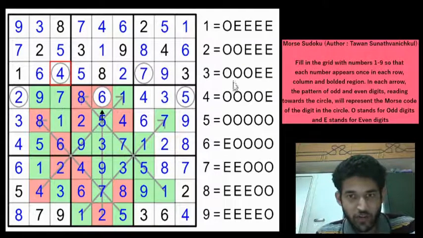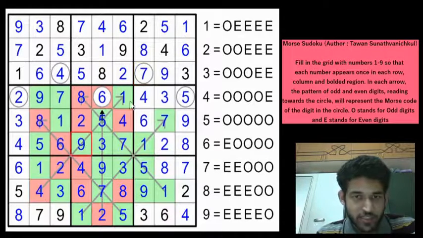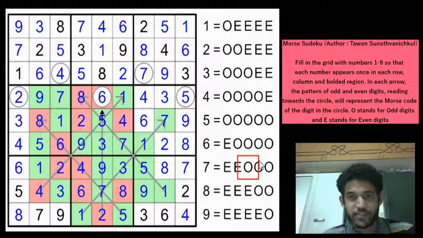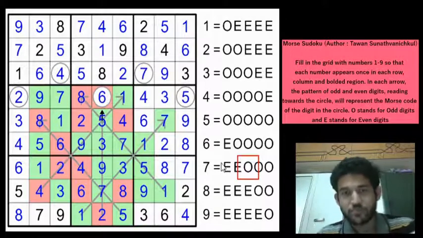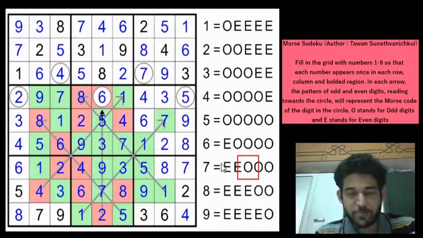And if you look at 4, 4 odds and 1 even. And 6, if you see 1 even and 4 odds. And 7, if you see 2 odds and 3 evens. And again 2 odds and 3 evens, which tallies with the Morse code. And so we have completed the Sudoku correctly.